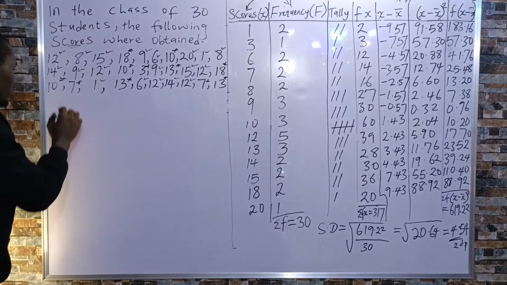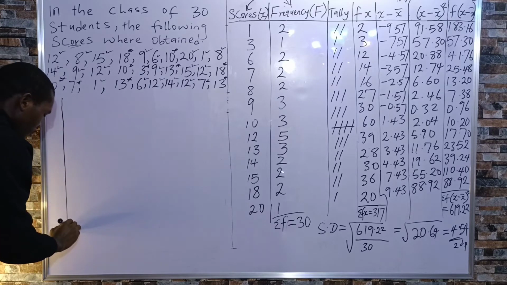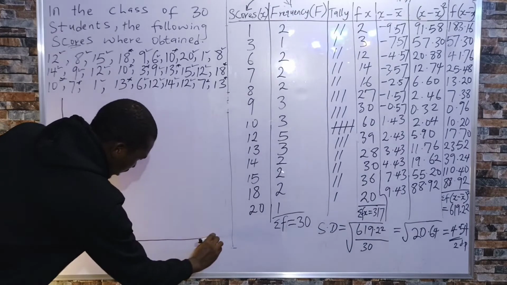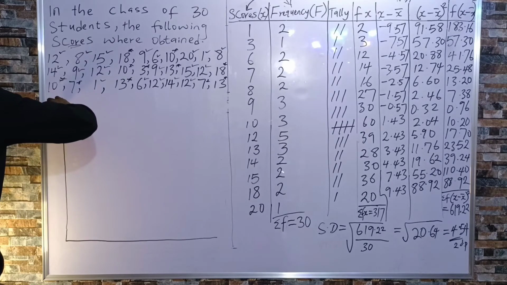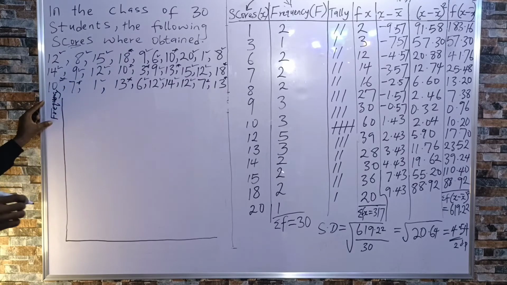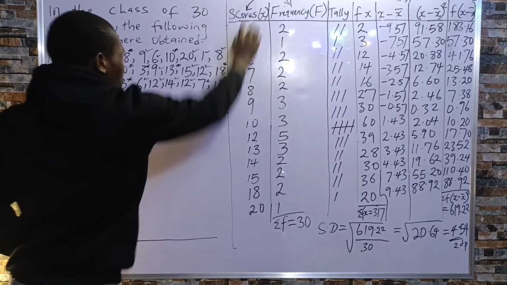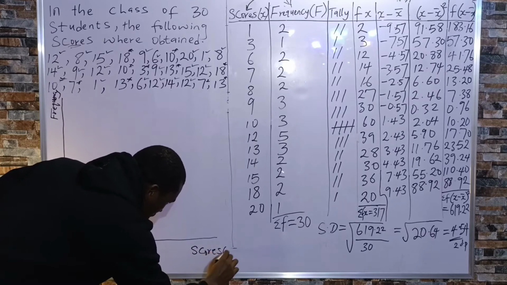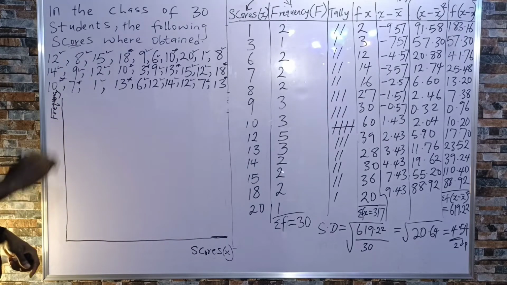So first things first, we shall draw the first vertical line. Then after which we draw the first horizontal line. At this vertical line, we call it our frequency. Sorry, my board could not contain. Then for the horizontal line, we consider it as our scores. So here we have our scores, which is our x, while here we have our frequency, which is our f.